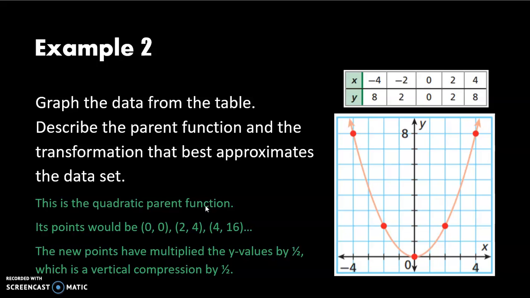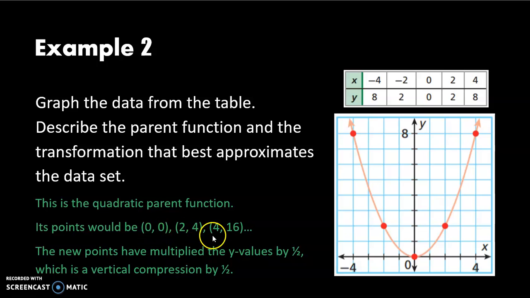Now the normal points for a quadratic parent function, and I just picked a few of them. I did 0, 0, 2, 4, and 4, 16. All it does is it takes your x value and it squares it. So 2 squared is 4, 4 squared is 16. If I had 3 here, 3 squared is 9. You get the point 3, 9.